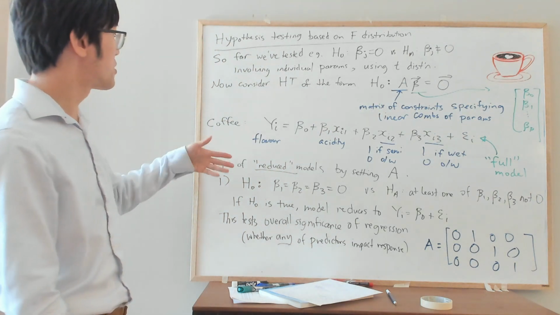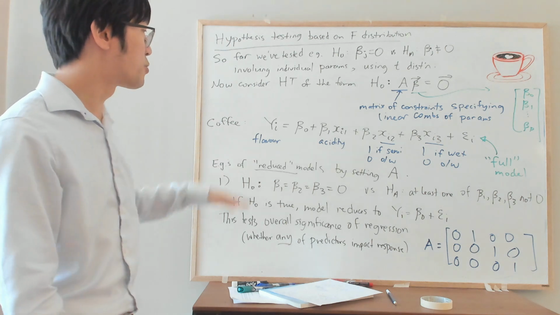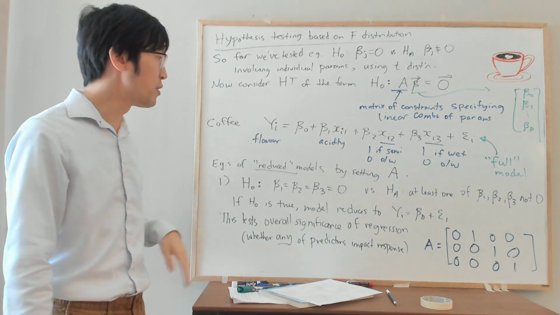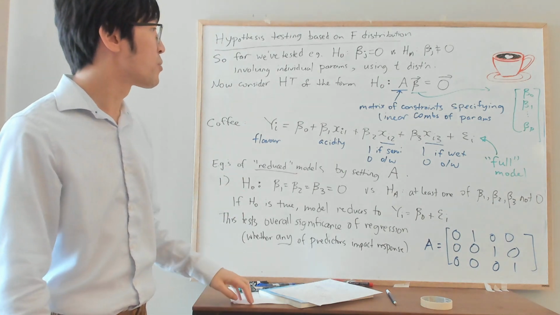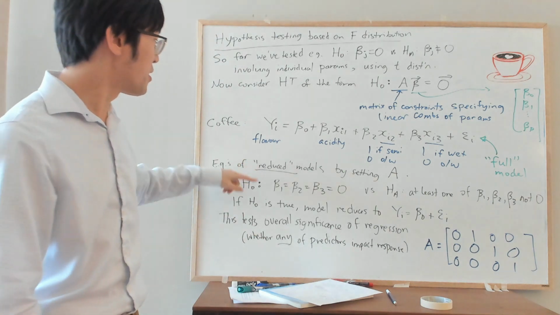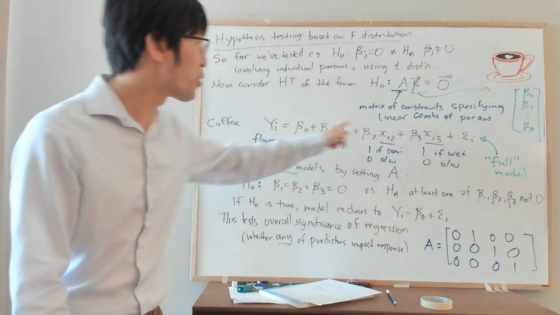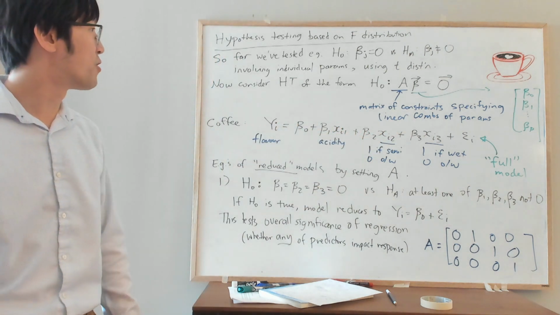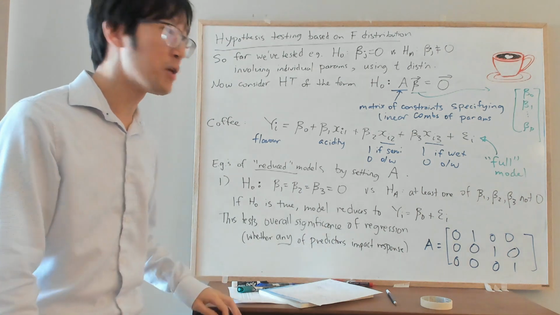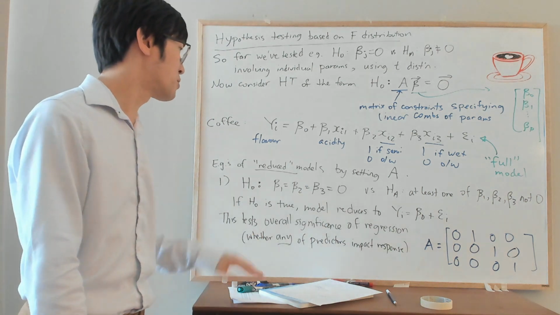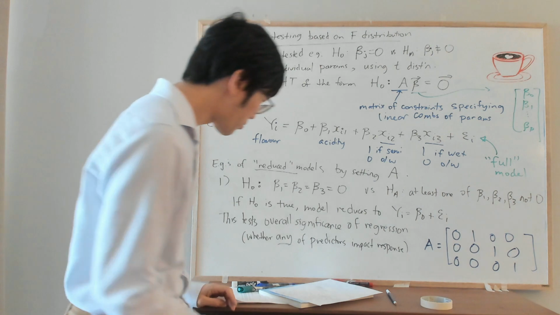Okay, so this is an example of a reduced model that we can test whether it is plausible, and we call it reduced because in this case we're simply dropping all the predictors from our regression model and asking whether that is plausible given the data. So that's this hypothesis test.